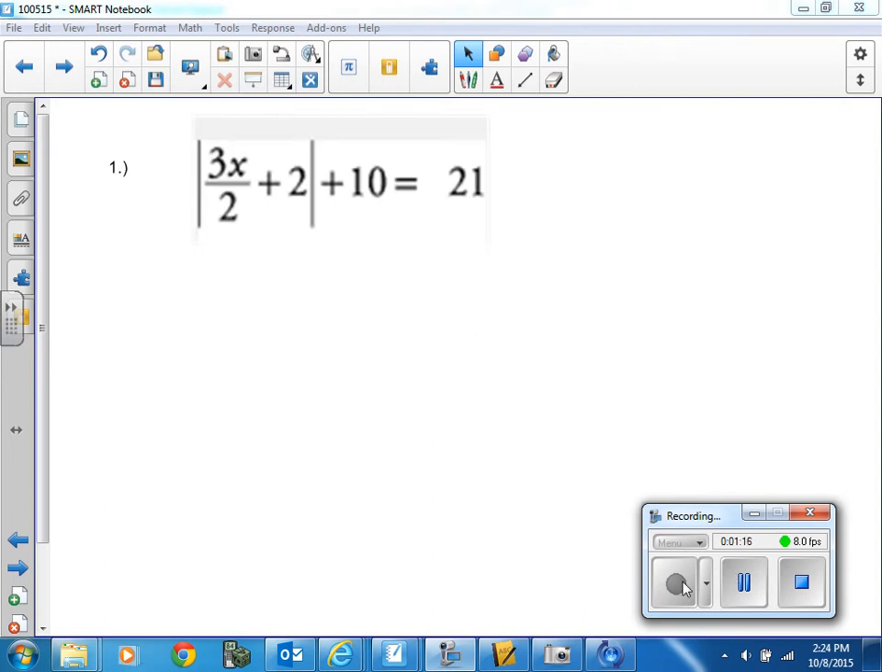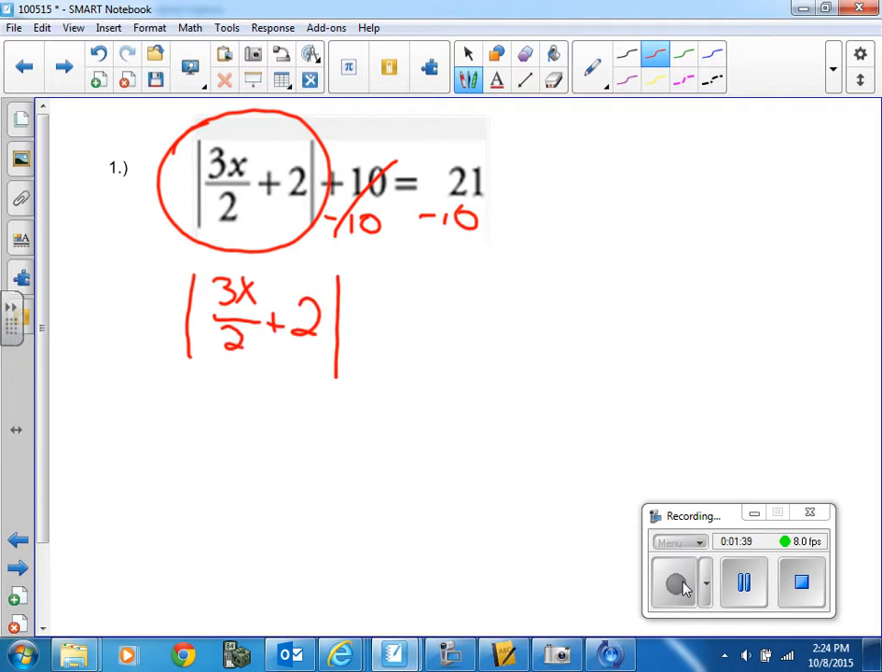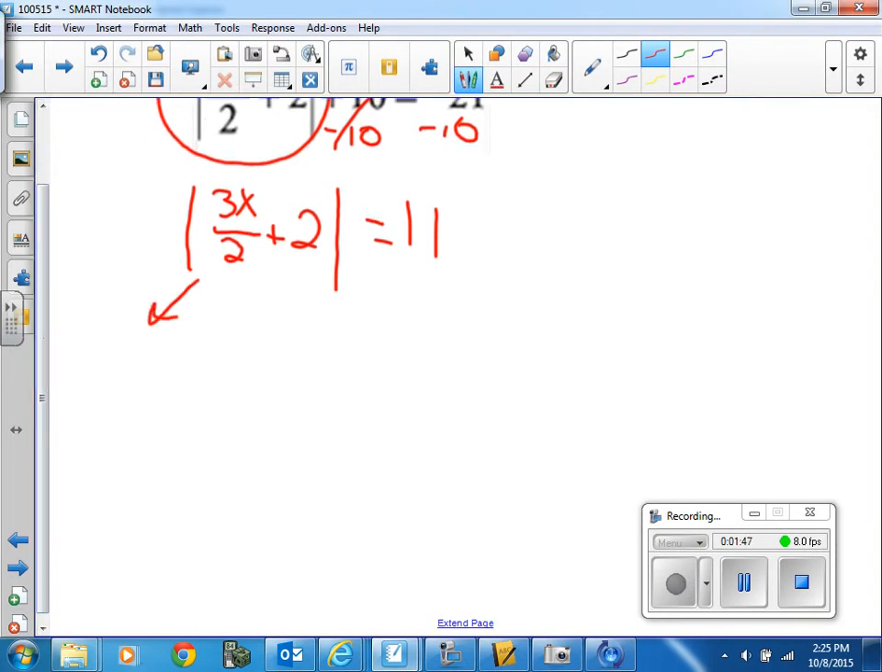Okay, looking at number 1. Remember, you want to get the absolute value function or part of it all by itself. So we want to subtract 10 on both sides. And we're going to have the absolute value of 3x divided by 2 plus 2 equals 11. From here I'm going to set up my 2 equations. So for the first one, I'm just going to take away the absolute value: 3x over 2 plus 2 is equal to 11. That's my first equation.